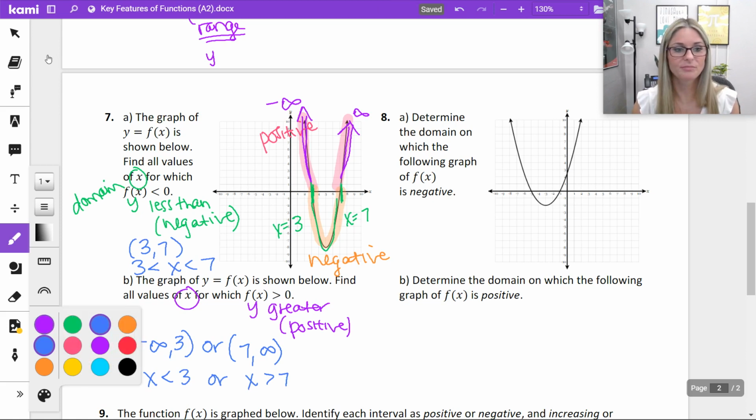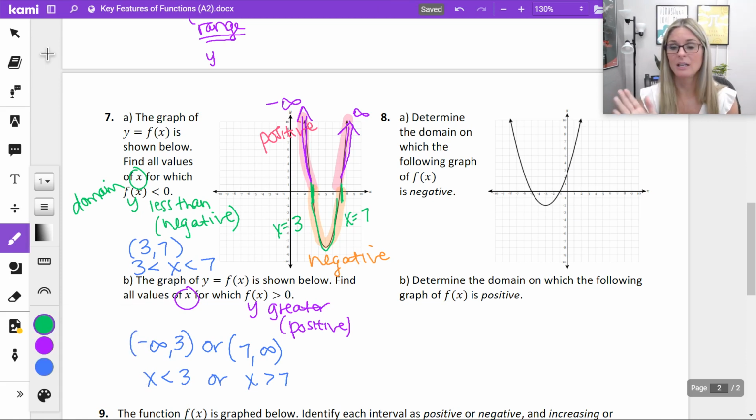There you go. Let's look at number 8. Number 8, same concept, same type of question. This is just the different way Delta Math asks the question. So you might see this variety. Number 8, part A, determine the domain for which the graph of f of x is negative. Much simpler wording there, right?